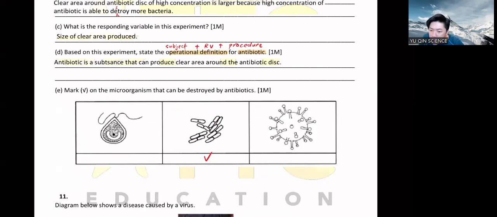For RV, can I put different concentration only? Just like that, different concentration. Better not, because if your teacher is very strict, she'll... wait, you mean RV? Responding variable is your results. Concentration is not your result. Concentration is your manipulated variable. Your result is what you see at the end. It's not concentration.